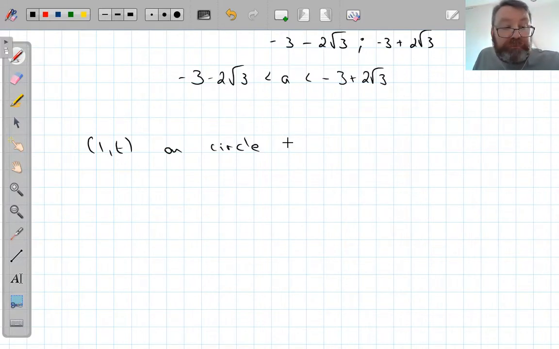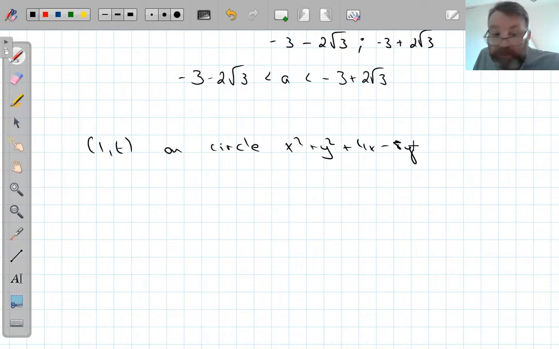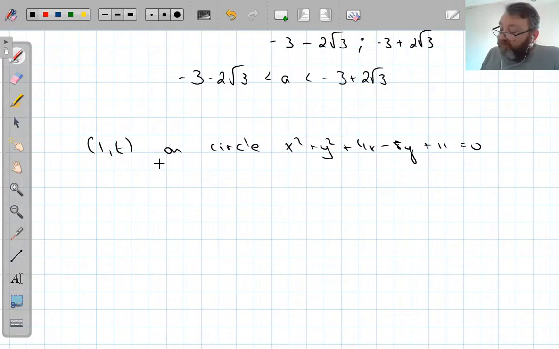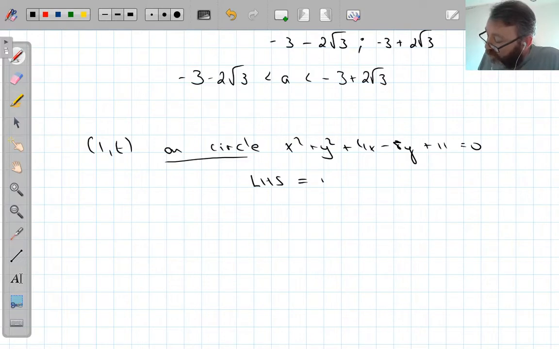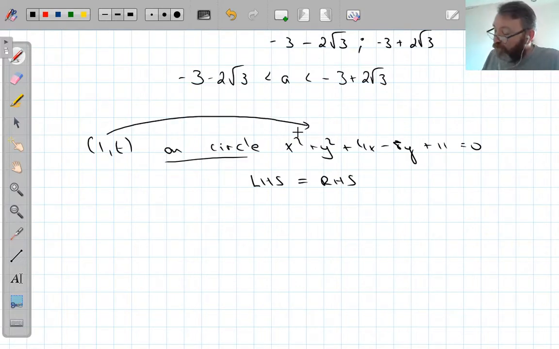Now what's the equation of the circle in number 14? It's x squared plus y squared plus 4x minus 8y plus 11 equals 0. Now where's the hint here? It's on the circle. What does that mean? If it's on the circle, the left hand side of the equation will be equal to the right hand side of the equation when you put the point into the equation.